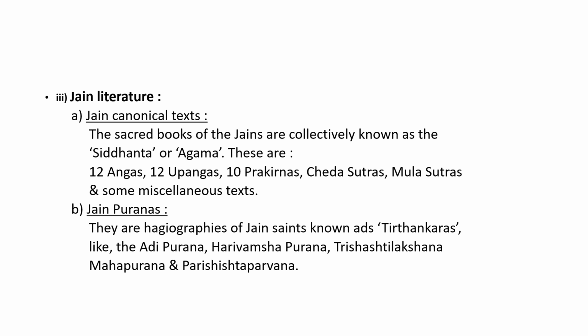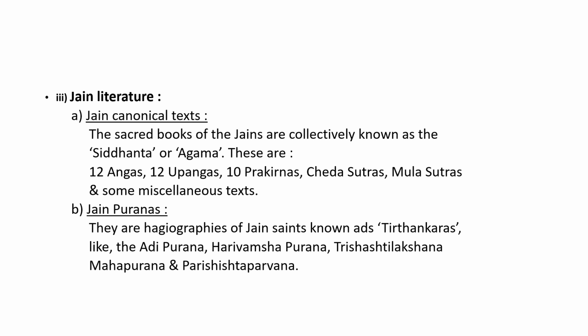These are, first of all, the 12 Angas. Now, the 12 Angas explain Jain doctrines with the help of legends and stories. Then 12 Upangas, which are dogmatic and mythological texts associated with Anga texts. 10 Prakirnas, which are regarding doctrines of Jainism. Chhed Sutras, rules of discipline in monasteries. Mool Sutras, about various doctrines of Jainism. And then there are a number of miscellaneous texts which we include into the canonical category.